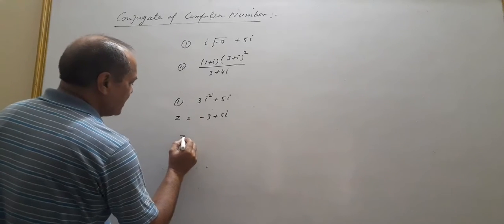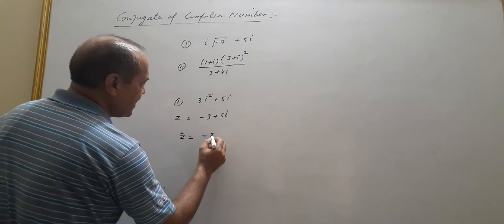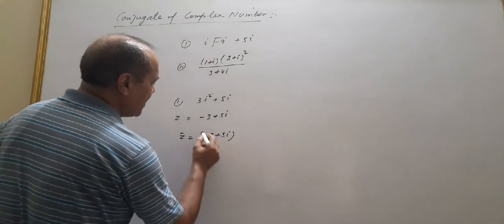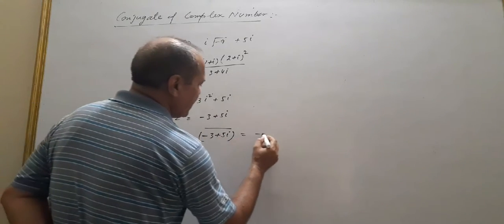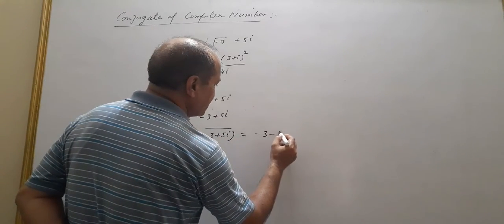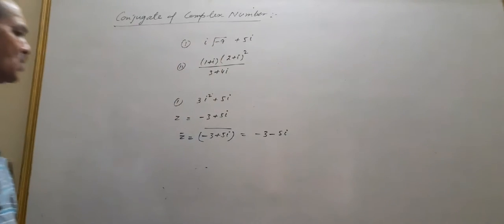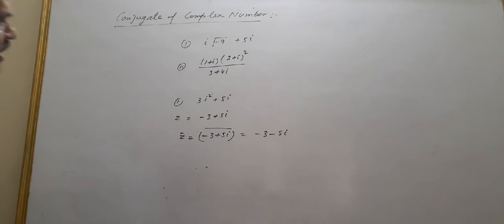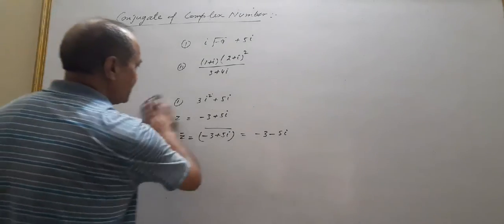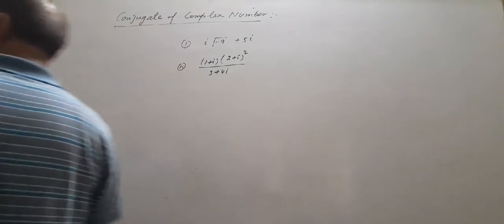Write its conjugate denoted by z bar, that means 3 plus 5 iota and this bar, and will be written as 3 minus of 5 iota. So this is the conjugate of this. Means you have to change the sign of the terms containing iota only. Okay. First of all, write it in the standard form.